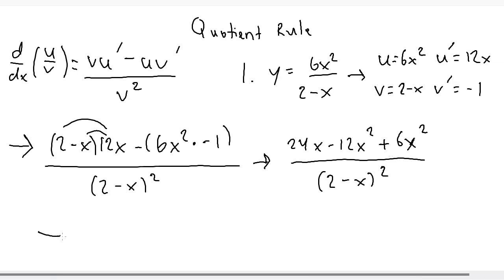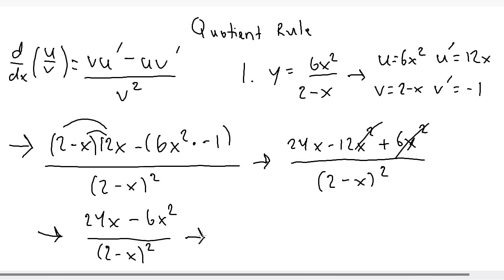So now to simplify this even further in the numerator, we can look at like terms. So we have 24x, and then negative 12x squared plus 6x squared is going to be negative 6x squared. And it's better to just not FOIL the denominator and just leave it alone. So then I can factor out something from the numerator, a 6x. So then I'm left with 4 minus x all over 2 minus x squared.